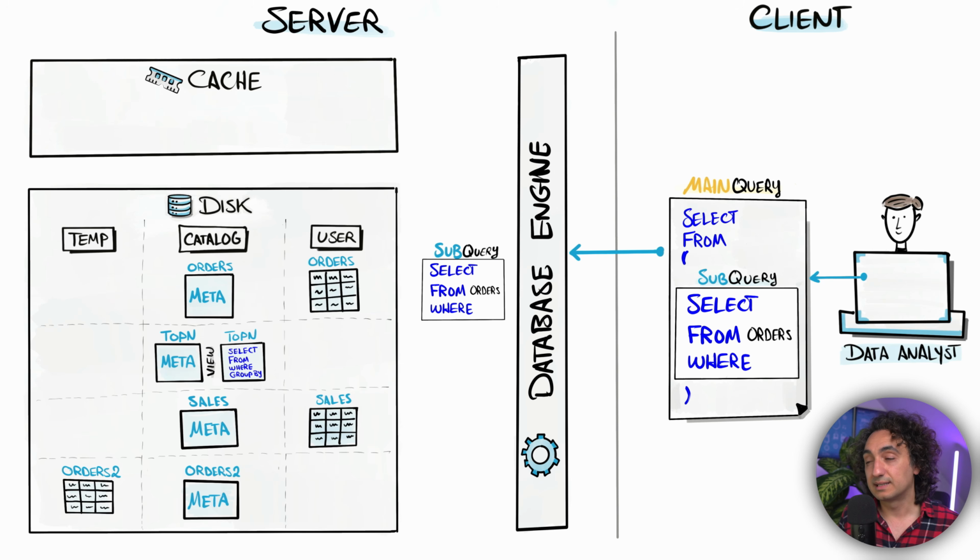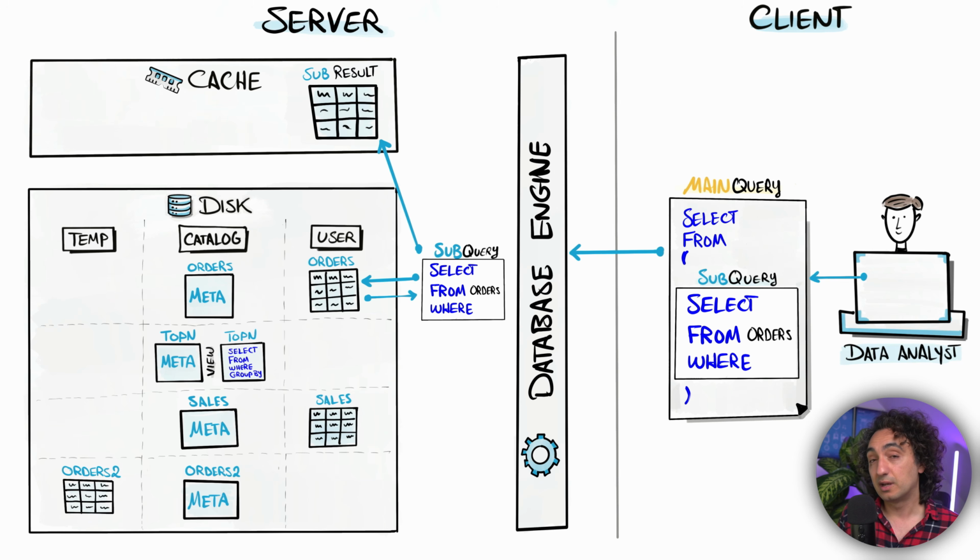Here the subquery is selecting and retrieving data from the table orders, so the database has to retrieve the data from the disk storage, from the user data. Once the subquery is executed, the intermediate result is stored in the cache. This means the result of the subquery is temporary and also very fast to retrieve. Once the database engine is done with the subquery, it starts executing the main query.